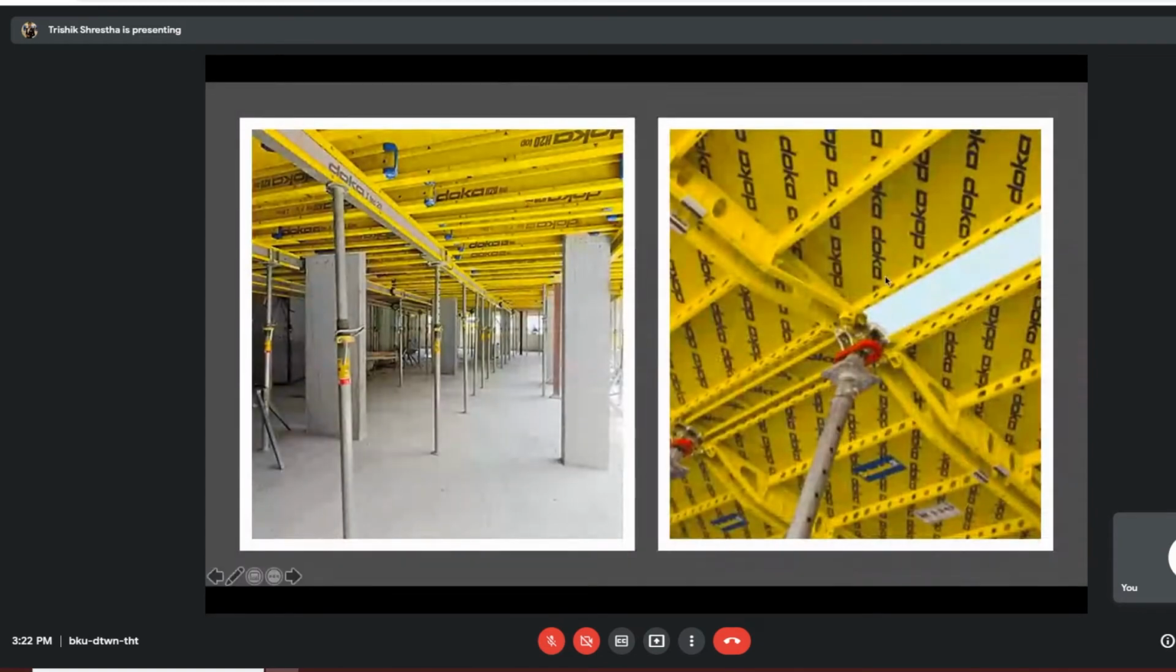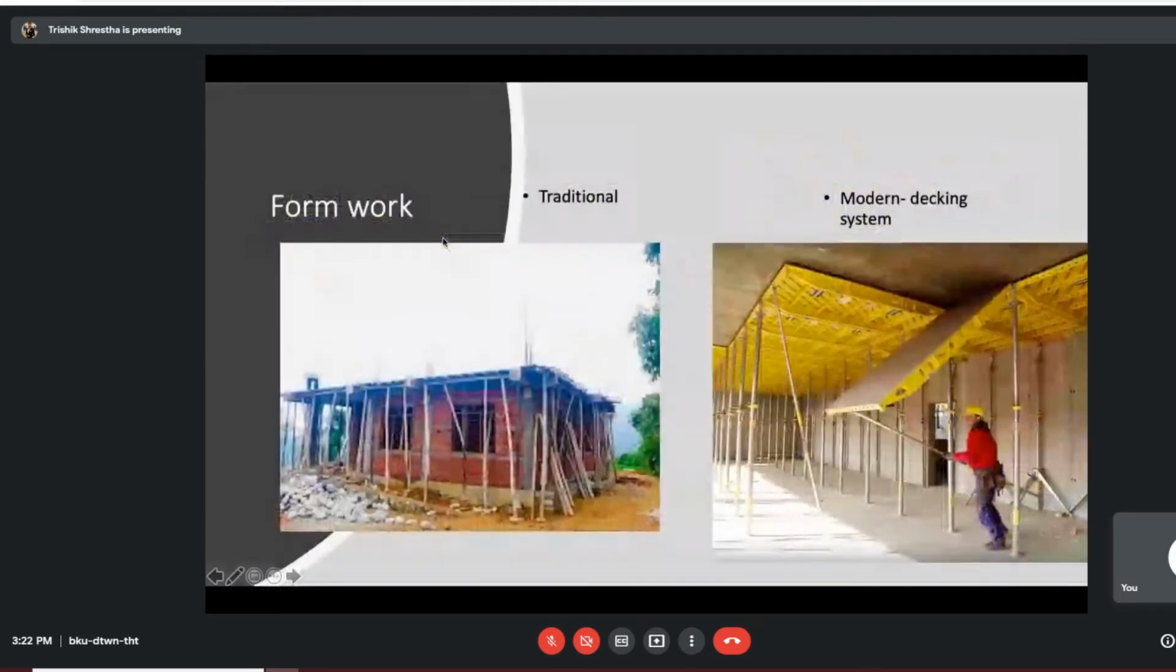This is what it looks like close up, the modern decking system. So the practice is pretty much the same. Basically, it is a structure that is put forward so that the concrete that is being poured can take its shape during the drying process. So the same principle, just completely different ways of doing it.